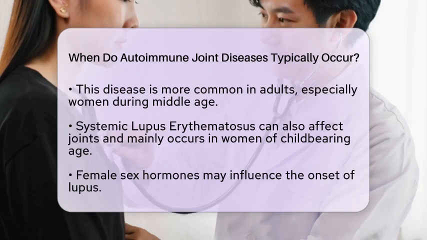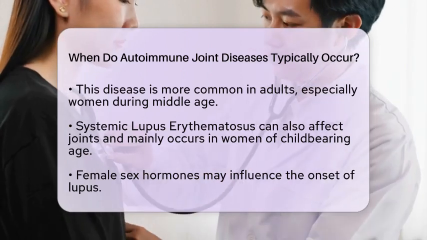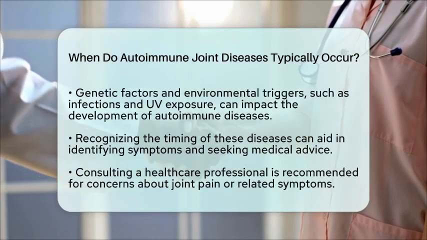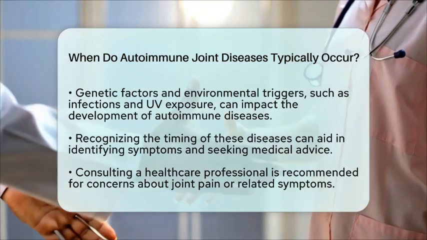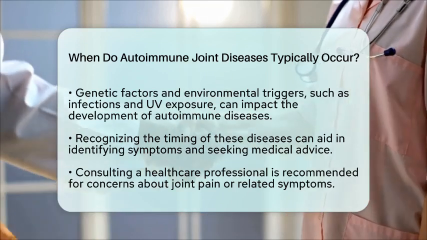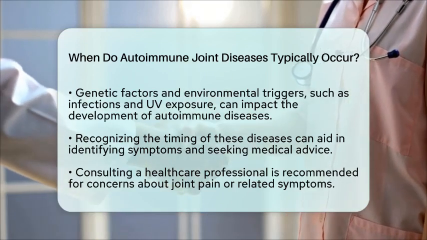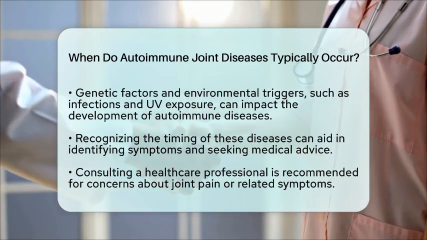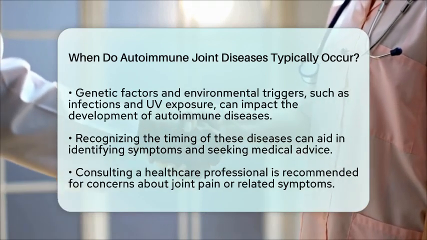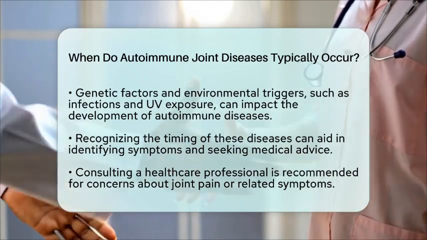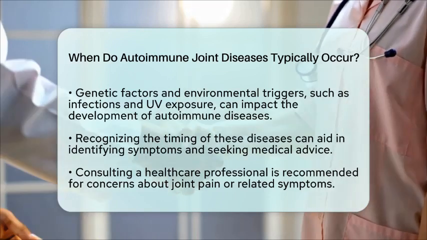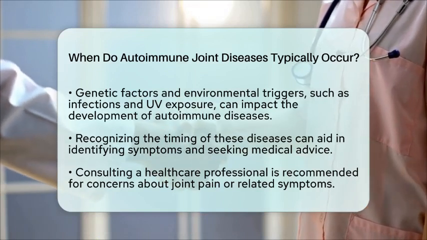To summarize, juvenile idiopathic arthritis typically appears before the age of 16, often during late childhood or early adolescence. Rheumatoid arthritis usually starts in adults, often around middle age, with an average onset age of 48 years. Joint symptoms related to lupus are most common in women of childbearing age, influenced by hormones and environmental factors. Understanding when these autoimmune joint diseases typically occur can help in recognizing symptoms and seeking timely medical advice. If you have concerns about joint pain or related symptoms, consulting a healthcare professional is always a wise step.